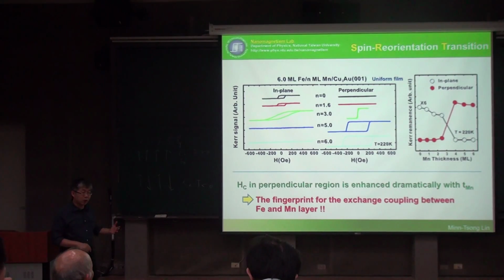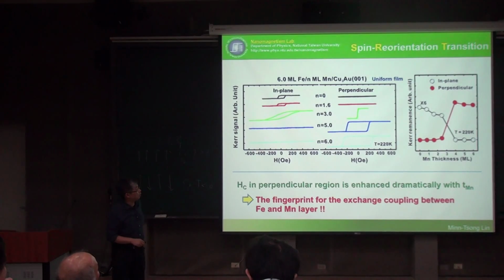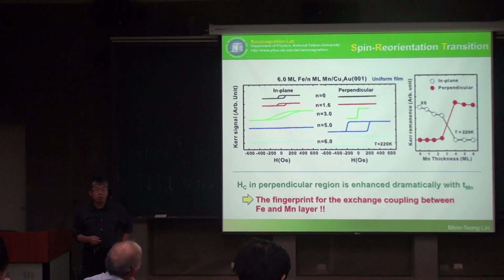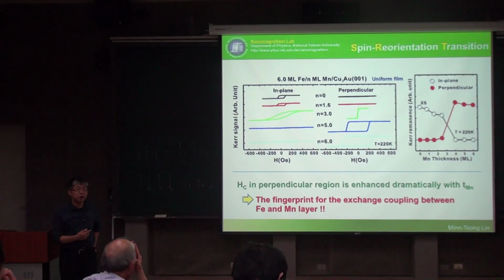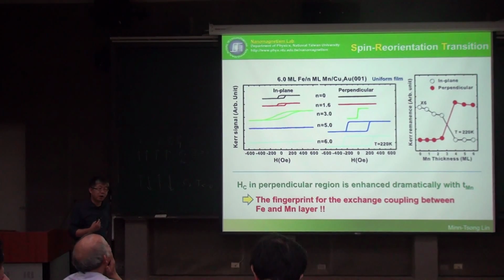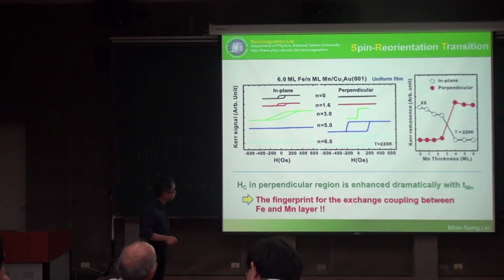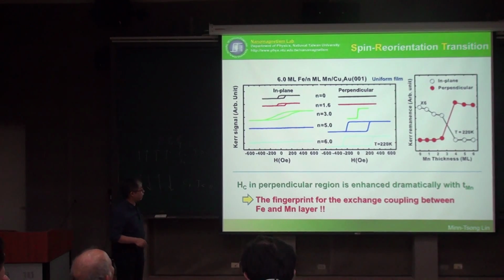So this is another independent evidence of the existence of the perpendicular magnetization. So we can see also the perpendicular anisotropy, the perpendicular hysteresis loop here has also very strong coercivity. And as I mentioned to you, the coercivity enhancement is also one of the fingerprints of the exchange coupling between the anti-ferromagnetic and the ferromagnetic material. So the fingerprint for the exchange coupling between iron and magnesium.